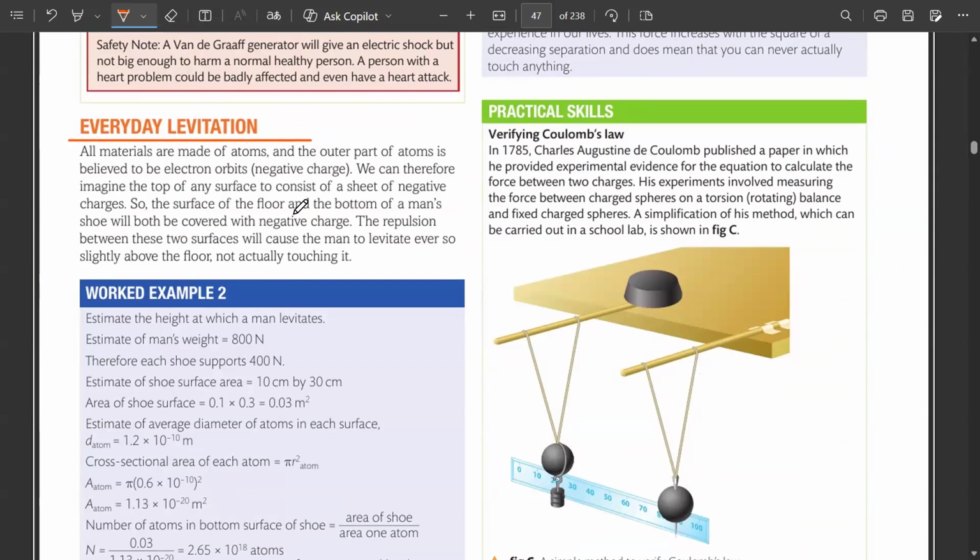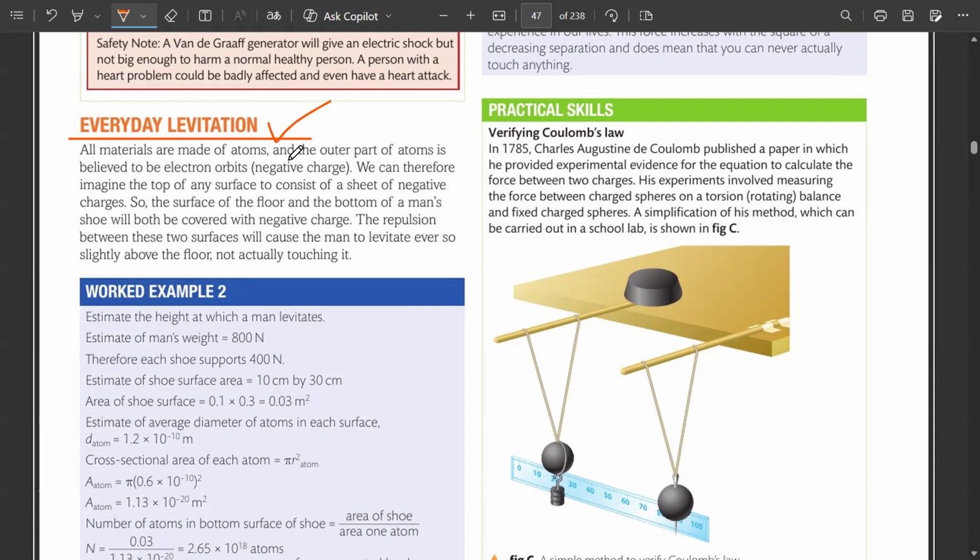All materials are made up of atoms, and the outer part of the atom is believed to be electron orbits. We can therefore imagine the top of any surface to consist of a sheet of negative charges. So the surface of the floor and the bottom of a man's shoe will both be covered with negative charge. और जब आपके पास कोई भी same charges induce हो जाते हैं, then there is a repulsion. और उस रिपल्शन की वजह से ये जो लेविटेशन वाला कॉन्सेप्ट है, जैसे हवर बोर्ड्स आए थे, वो जो हवा में उड़ते थे, लेविटेट वाले, वो भी ऐसे ही काम करते हैं. जब आपके पास दोनों सर्फेसेस चार्ज्ड हो जाती हैं तो they cause levitation, something to float as well.